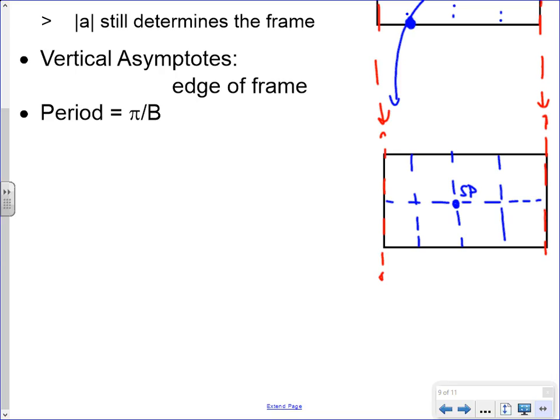For our negative a tangent graph, it will be the opposite. The left will have the higher point than the right. Make sure that you go to the quarter mark on the edge of the frame, and then draw your curve approaching the asymptotes.